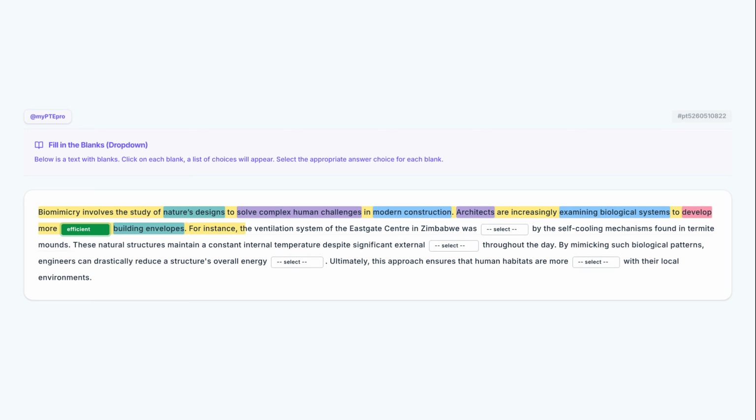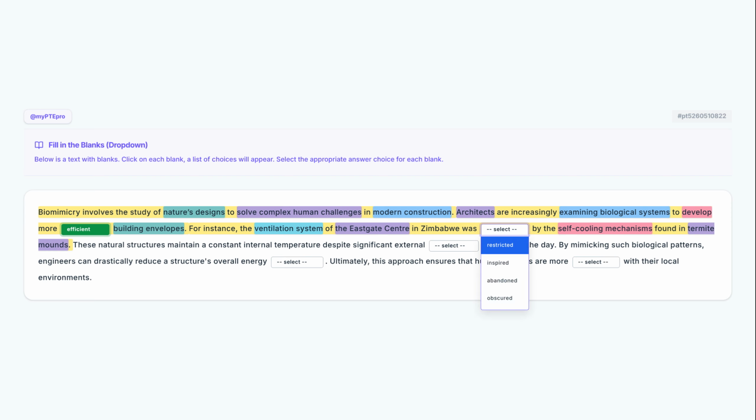For instance, the ventilation system of the Eastgate Center in Zimbabwe was blank by the self-cooling mechanisms found in termite mounds. The author provides a specific example of the Eastgate Center to illustrate the application of biomimicry. It highlights how self-cooling mechanisms in termite mounds serve as a blueprint for a human-made ventilation system.